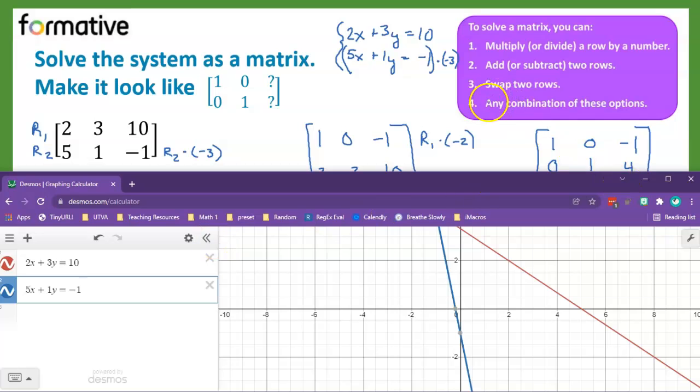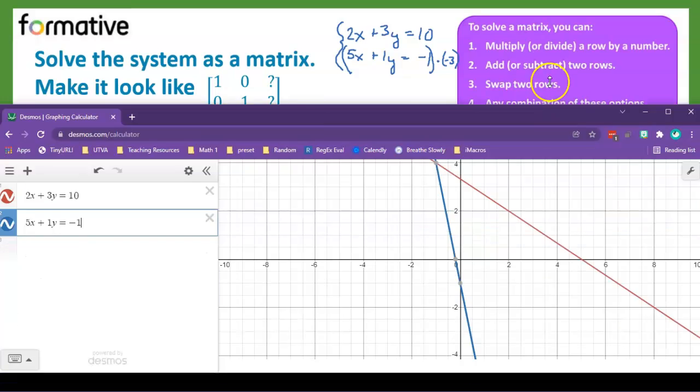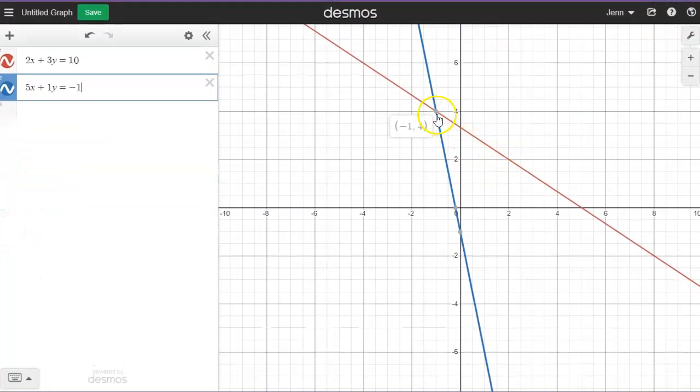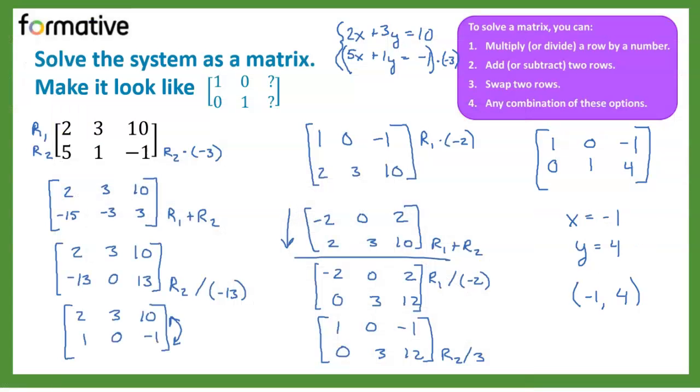And we said that our answer should be -1, +4. So let's look. Where do they cross? -1, +4 right there. So we got the same answer using matrix row operations as we do in Desmos graphing. Let's try another example.